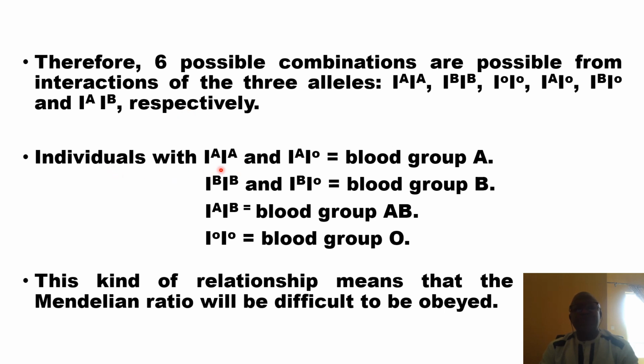Individuals with these genotypes have blood group A. Individuals with these have blood group B. These individuals have blood group AB, while these have blood group O. Now, because of this kind of relationship, it means that Mendelian ratios will be very difficult to obey.